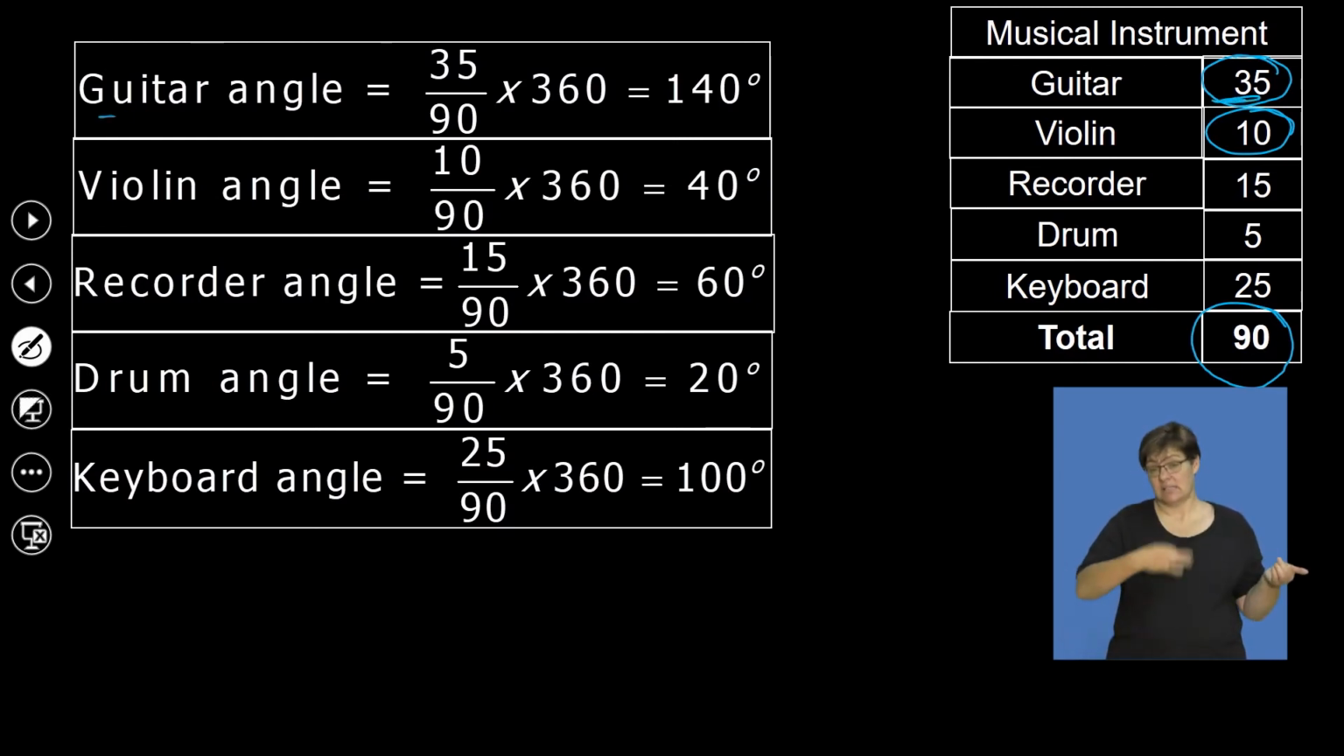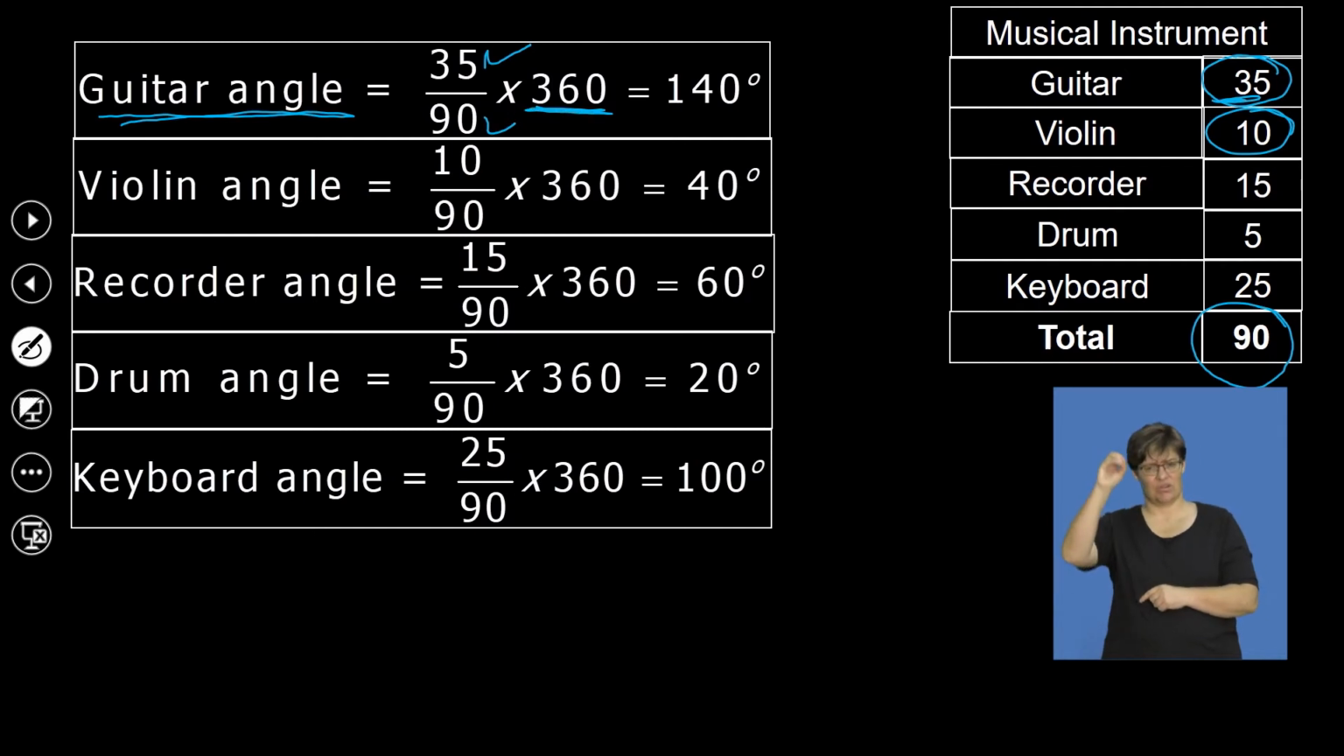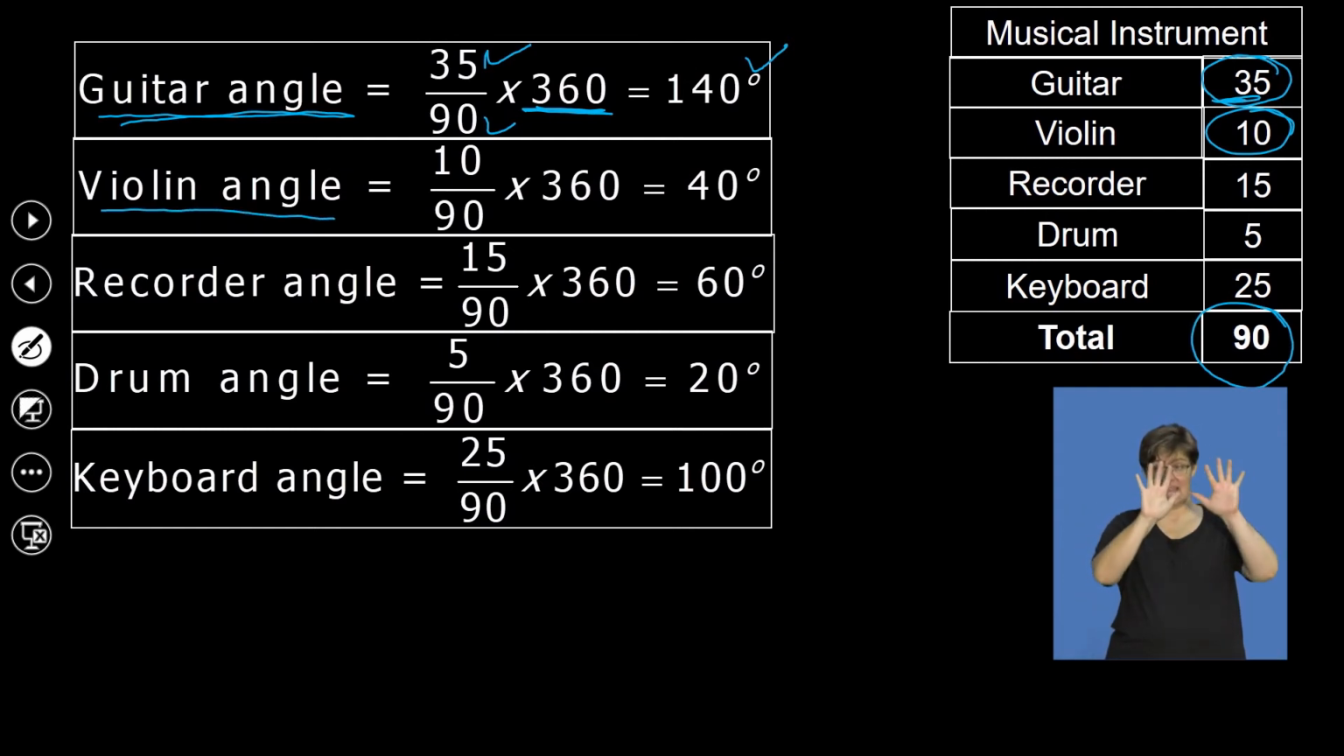So for a guitar angle, it would be 35 over 90 times 360, because we know that the angles around a circle add up to 360. So we get 140 for a guitar. For violin angle, it will be 10 over 90 times 360, we get 40 degrees.